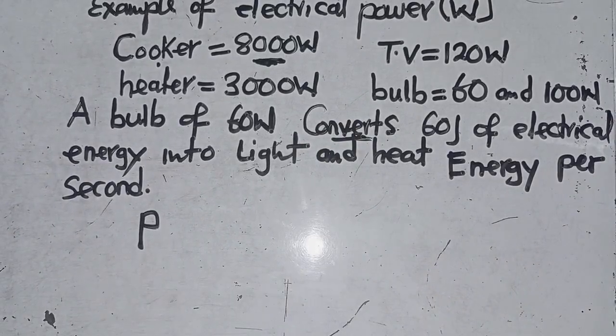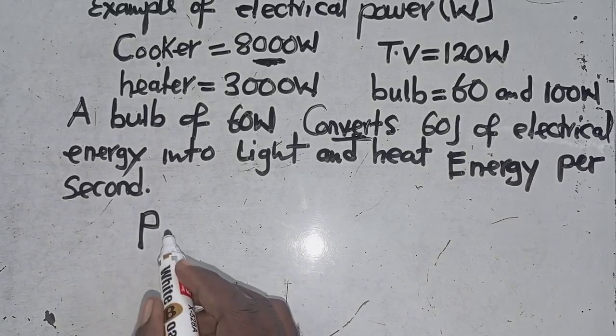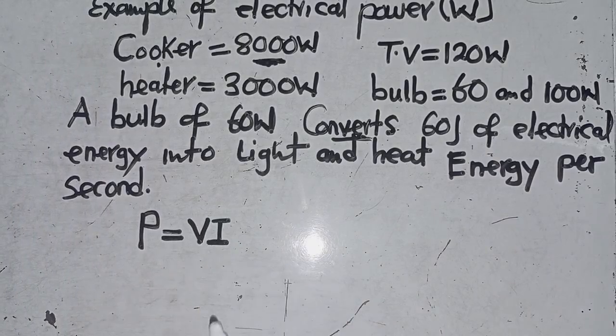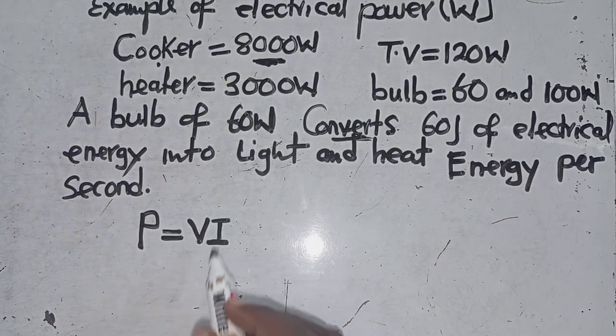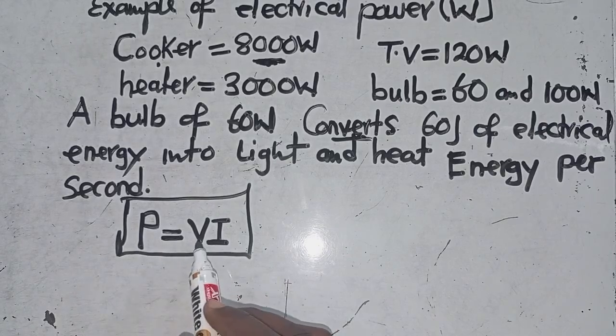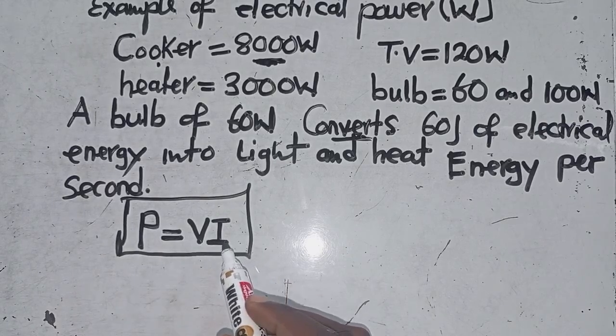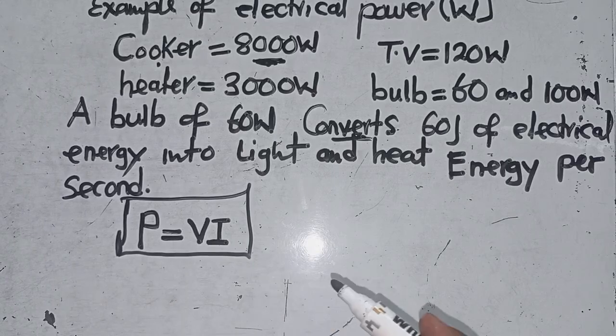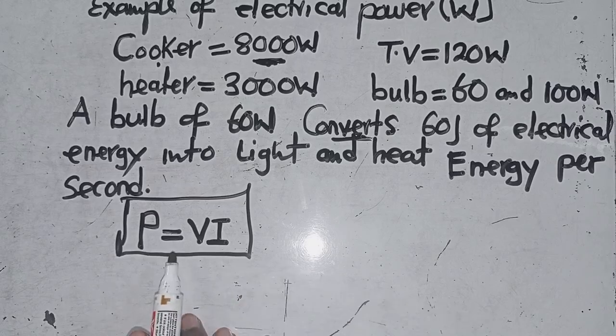That is what? We say power is equal to voltage times what? Current. This is a formula that you need to know. This is a general formula. So power is equal to voltage times current. So if a question is talking about voltage and current, then they're telling you to find power. This is a formula you need to know.